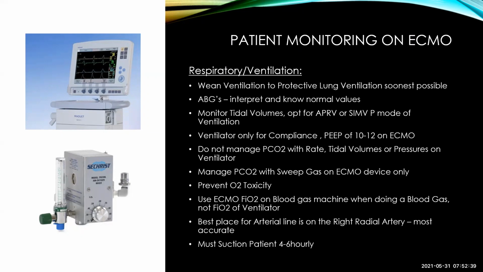Then the best place for you to do an arterial gas is on the right radial artery. So if you need to do a blood gas, you will do it on the right side, because that's where the blood returns back to the heart and where you've used up most of your oxygen. And that would be the most true and accurate gas that you can take on ECMO. Then you also have to suction your patient 4 to 6 hourly to make sure that they don't have any secretions and that your oxygenation is taking place as it's supposed to.